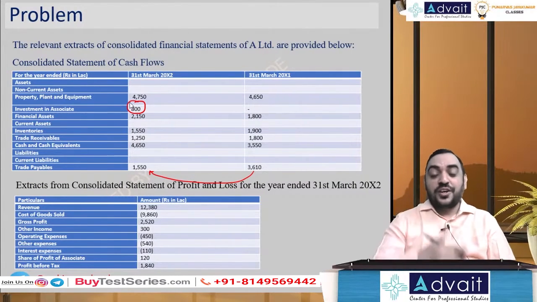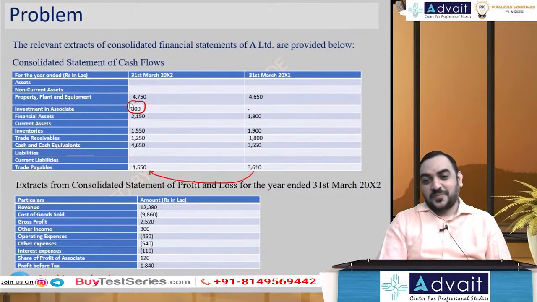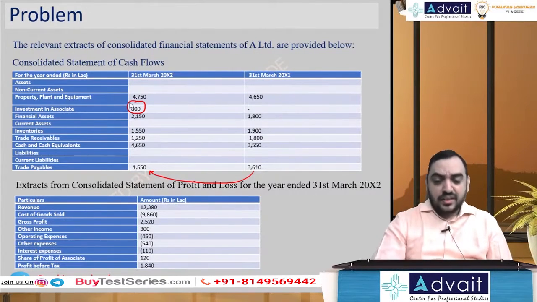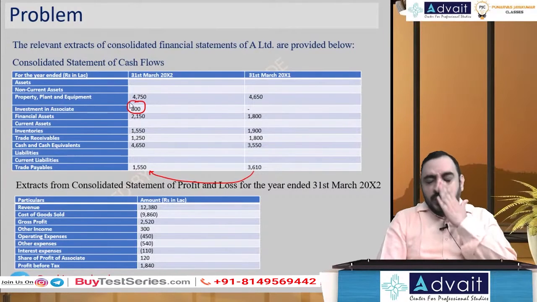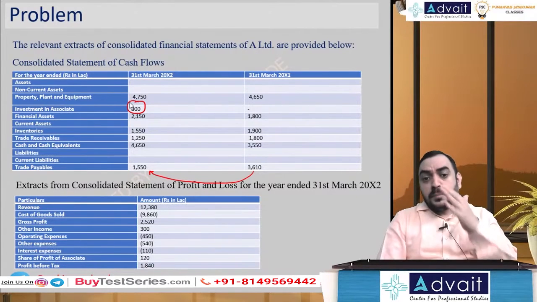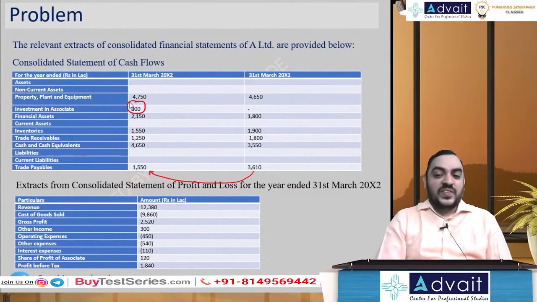What is the cost of associate purchased? Again, they have not asked in the problem. I'm going one step extra. Yes, disposal of fixed assets will come. Yes, investment in subsidiary also will come. I'll do those things. But this associate part is interesting. Can you tell me how much will be the value of investments acquired in associates?